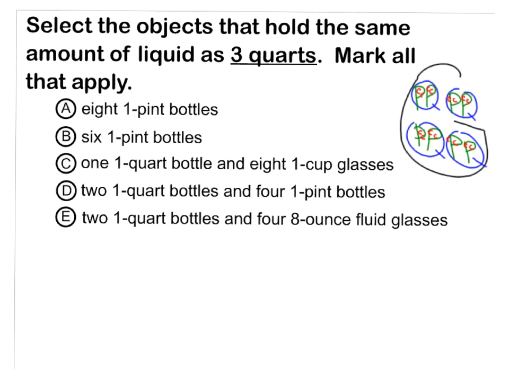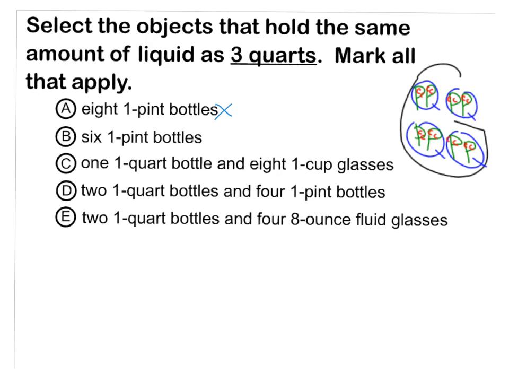Okay, so let's go ahead and look at this first one. It's letter A. It says 8 1-pint bottles. Now, boys and girls, if you look over here and I look at the green letter P's, remember each one represents 1 pint. So I have 2, 4, 6, 8. And as you can see, that would represent 4 quarts. Therefore, I know A would not be correct.